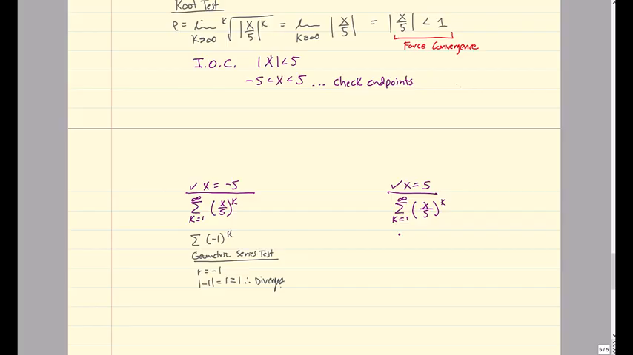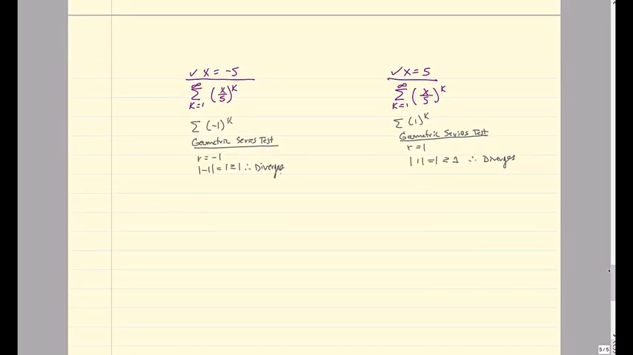And let's do the same thing over here. If I plug in a 5, I get 5 over 5 is 1. So I get 1 to the k. This is a geometric series. Remember, a geometric series looks like a times r to the k. A at both of these is a 1. So here r is equal to 1. The absolute value of 1 is 1. This is greater than or equal to 1, so therefore it diverges as well. So both endpoints diverge. I can't have an equal sign or a bracket there.